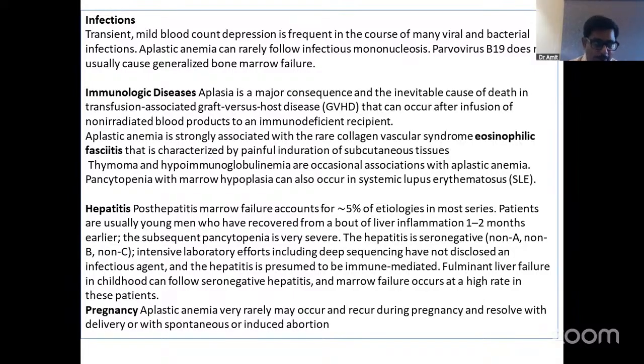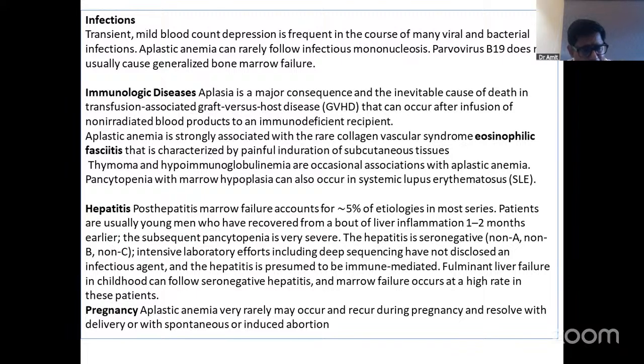The unique condition of hepatitis and bone marrow failure has also been observed in almost 5% of patients, which is slightly less frequent. These are usually seen in young men who have recovered from a bout of liver inflammation 1 to 2 months earlier. The subsequent pancytopenia in these patients is very severe. The hepatitis usually is non-A, non-B, which is called seronegative hepatitis. Intensive laboratory workup does not give any conclusive results. Fulminant liver failure in childhood can also follow seronegative hepatitis. So whenever you see a seronegative hepatitis, be careful about bone marrow failure, which can follow after 1 to 2 months.